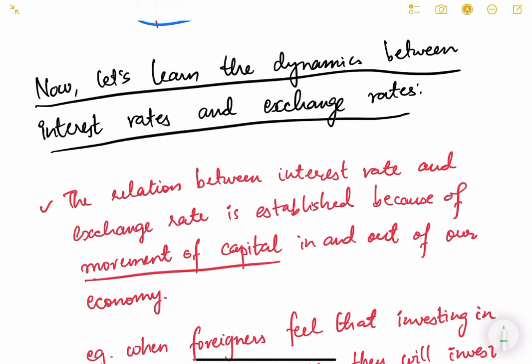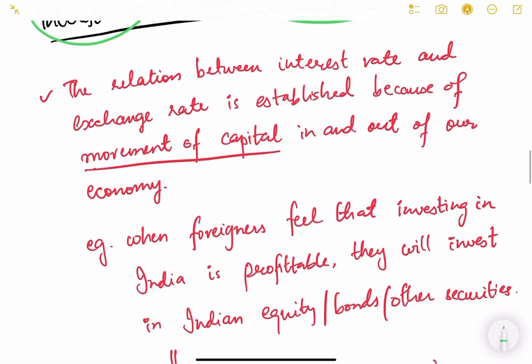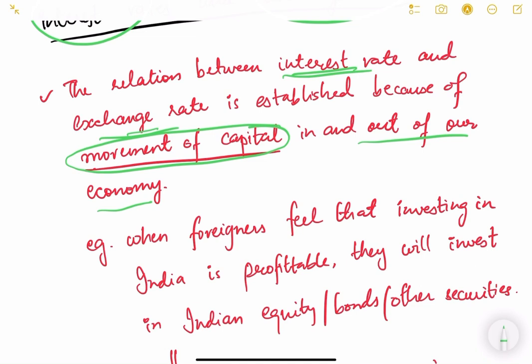Now let us jump into the dynamics between interest rate and exchange rate. Okay, now we will study the main topic of this lesson. So the relationship between interest rate and exchange rate is established because of movement of capital in and out of our economy. Now see, we are going to establish the relationship between interest rates, which are denoted by R or I. Okay, so you can use any symbol R or I, and we have to establish the relationship between I and E. Capital E is your exchange rate.